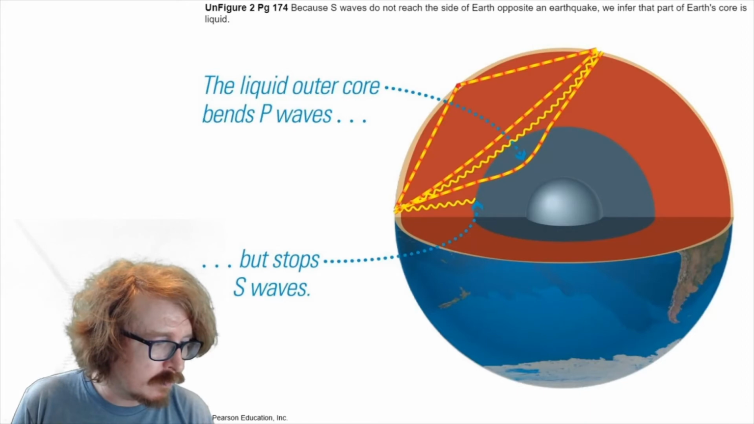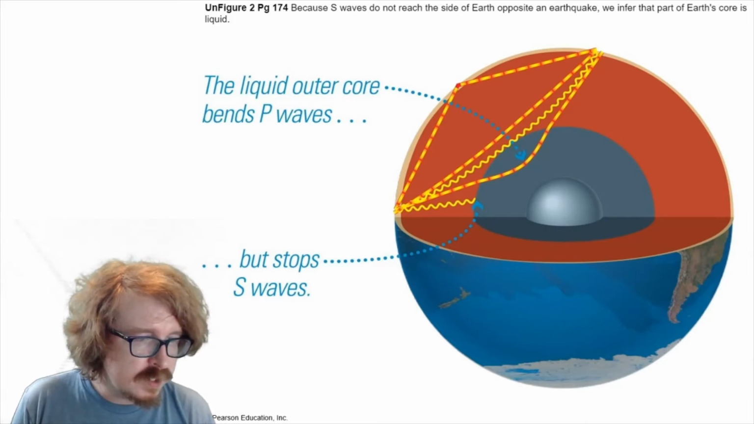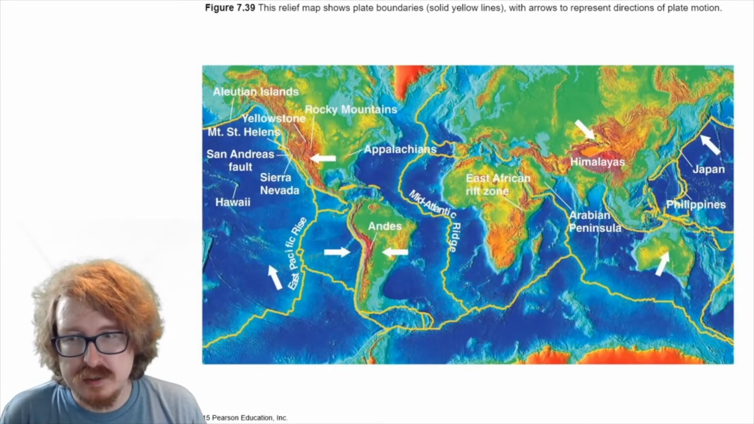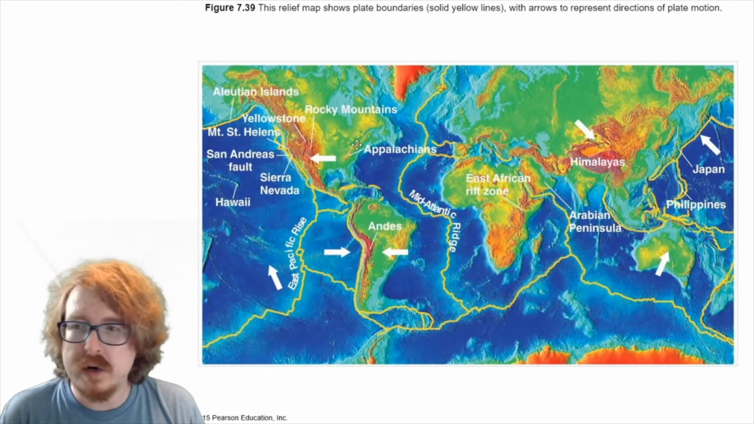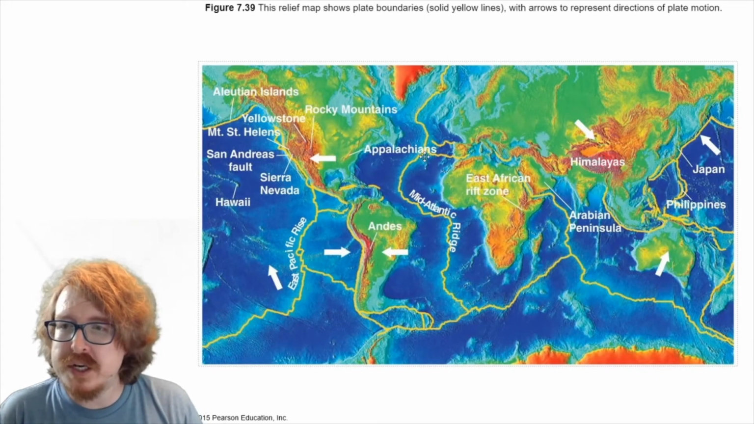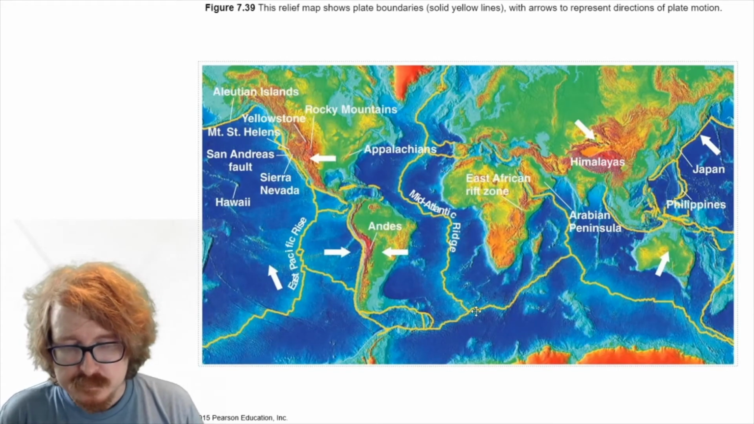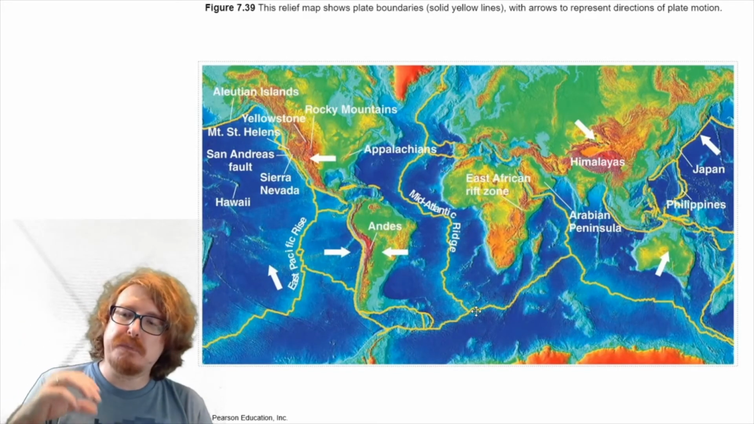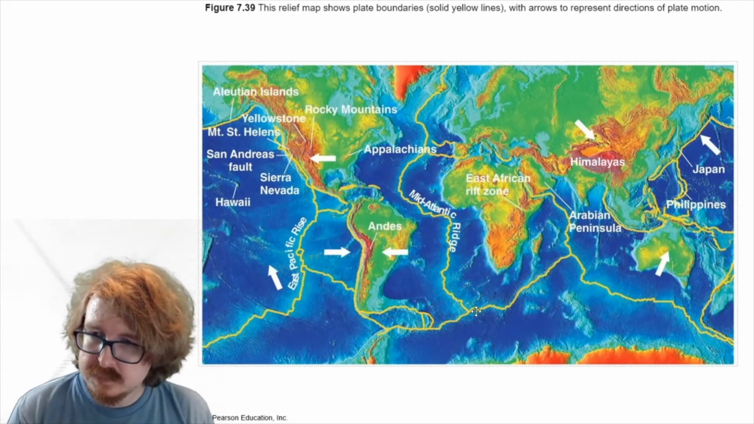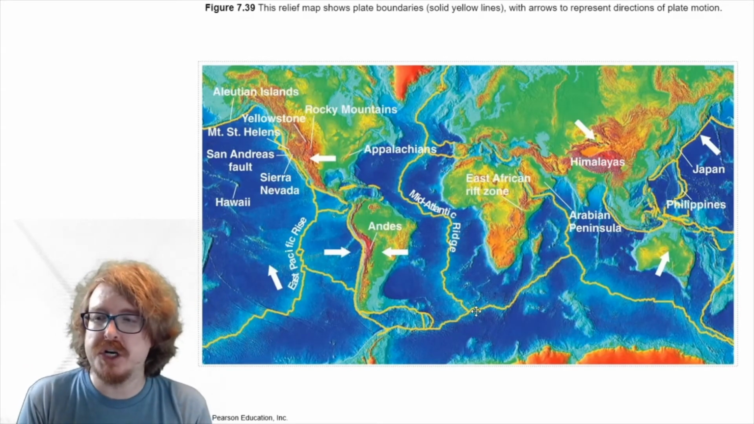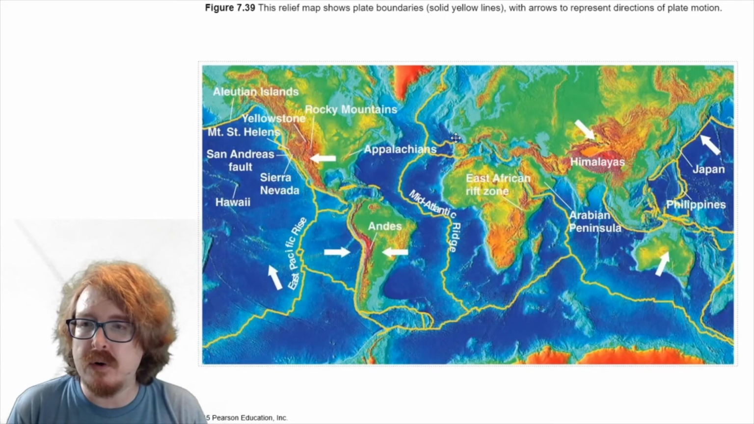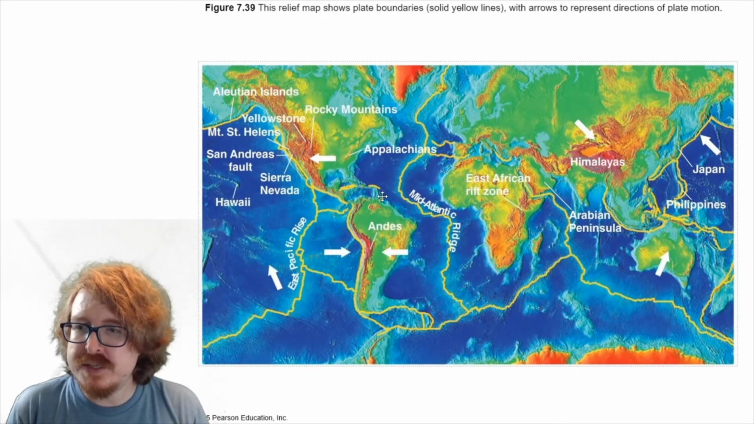Let me bring up my thing again. So this is a picture of the entire surface of the Earth. This is the whole crust of the Earth here. And what they're trying to show on these little yellow lines is that our crust is broken into pieces, like big chunks, and we call those chunks plates. So, for example, us here in North America, our plate is this entire region right here.